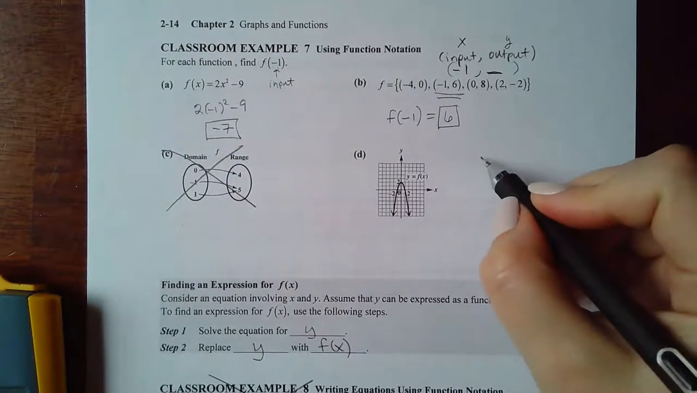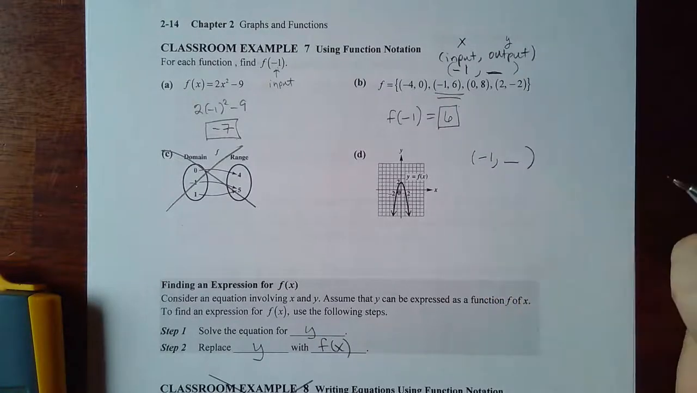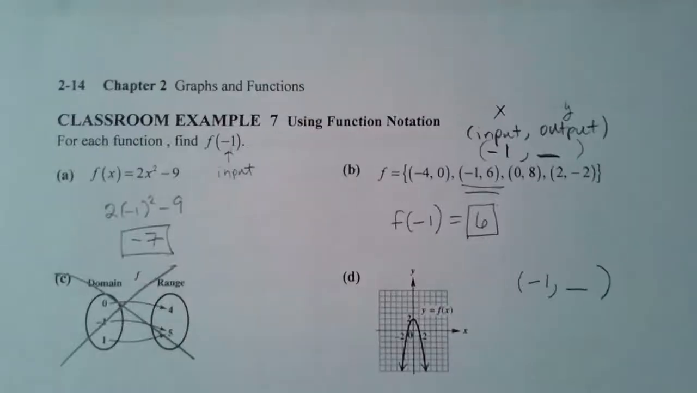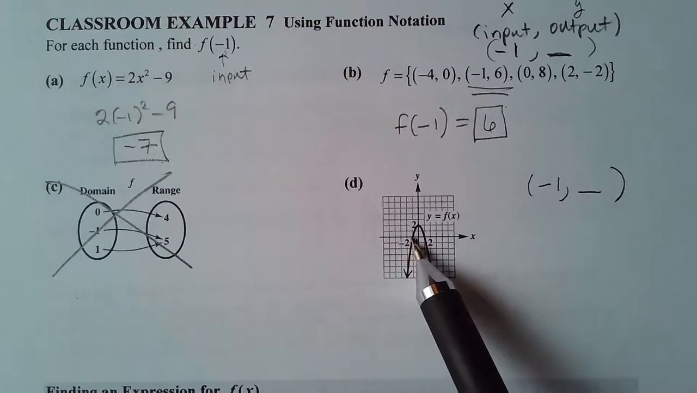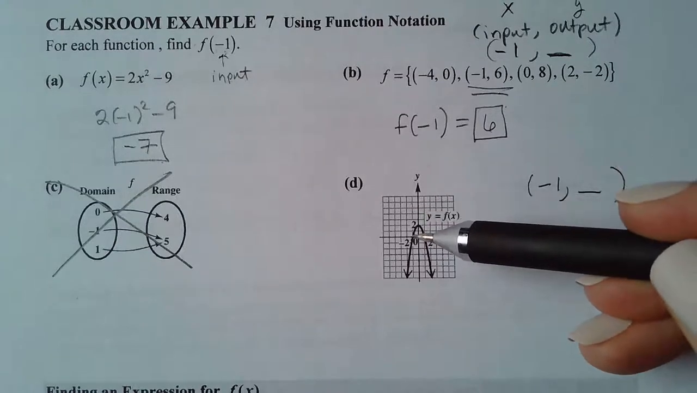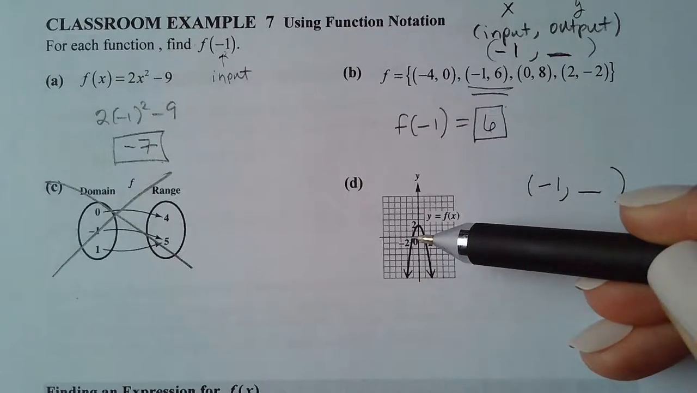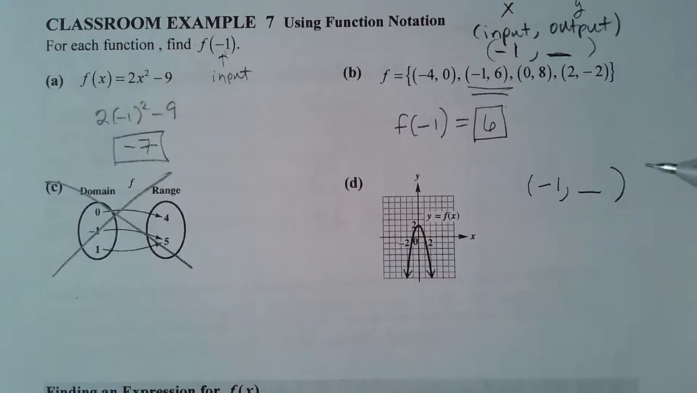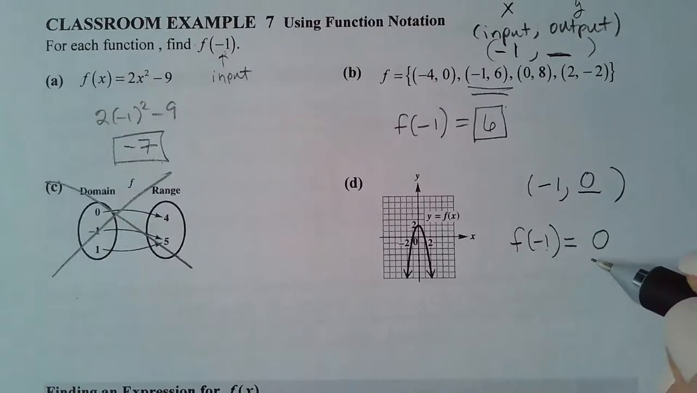So remember, the input is the x value. So I'm going to be plugging in negative 1, I need to know what the y value is. This one I might need to zoom in a little bit better so you can see. But here is negative 1. Then once I'm at the x value negative 1, I would go up to the graph if the graph was up there, or I would go down to the graph if the graph was down there. But since the graph happens to be right there on top of the x-axis, that y value is 0. So my output is 0. And so in function notation, the input was negative 1 and the output was 0.